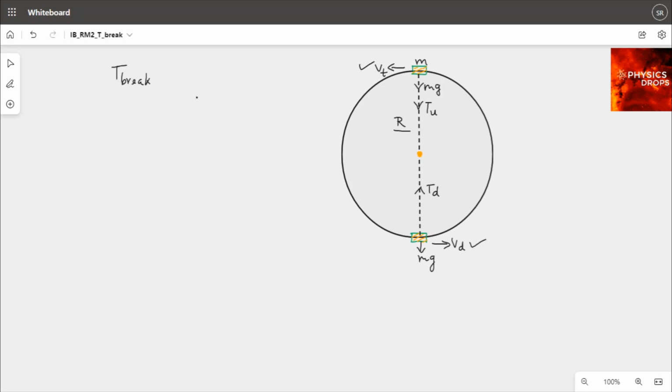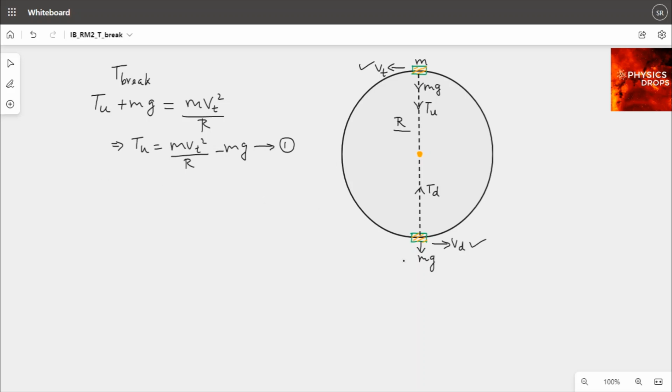We know that when the object is at the top, at the peak, the tension Tu as shown in the figure plus mg is the centripetal force, which is m vt squared divided by the radius. Now this gives us that the tension Tu is m vt squared by r minus mg. Let's keep this as equation 1.